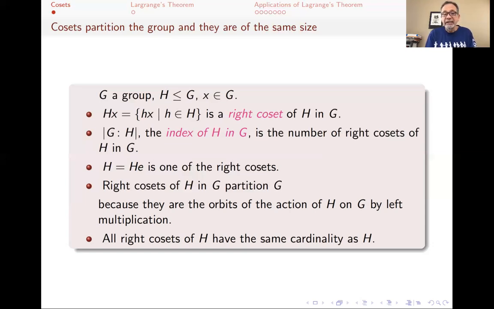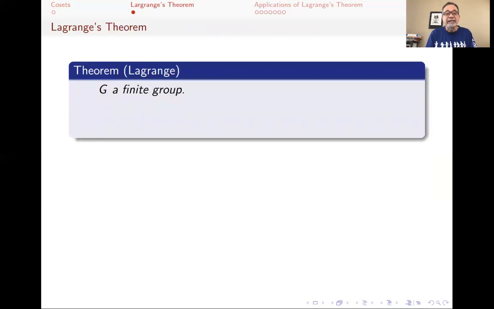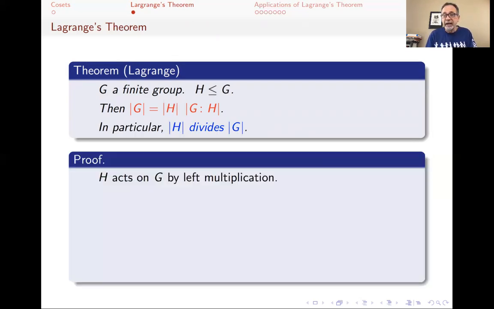And from this, Lagrange's theorem follows immediately: if you have a finite group G and H is a subgroup of G, then the order of G is the same as the order of H times the index of the subgroup. In particular, the order of H divides the order of G. And the proof of this is very straightforward. In fact, I already said it.